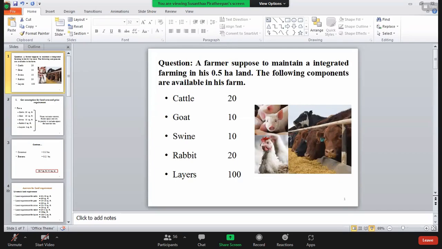So there are two conversions. First you have to calculate everything in square feet, then you have to convert it to hectares. First conversion, 0.7 square feet is equal to 1 square meter, and the second conversion, 1 hectare is equal to 10,000 square meters.